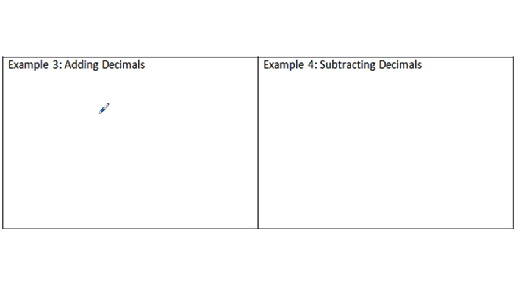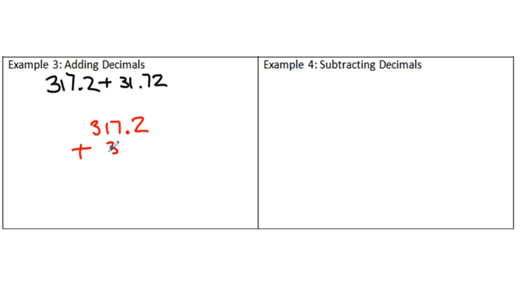Now let's move on to adding decimals. So in this first example, we are going to do 317 and 2/10 plus 31 72/100. With adding and subtracting decimals, you need to line up the dot. So I have 317.2 plus I have 31.72. And I'm going to tuck a 0 here as a placeholder.